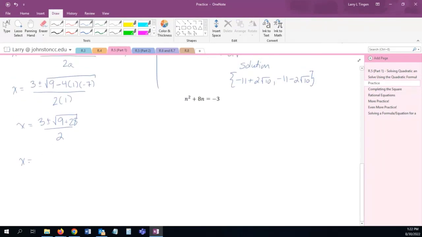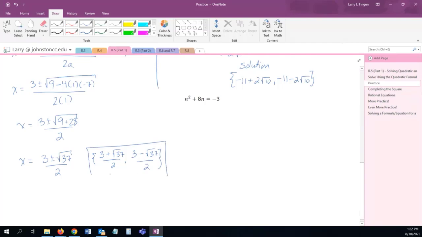9 plus 28 is 37. 37 doesn't do anything fun. 37 is prime. Can't multiply to get it, so there's no way there's a perfect square in here. So this means my solution set, that actually looks like a face. Yeah. That means my solution set are these two numbers, 3 plus the square root of 37 over 2, 3 minus the square root of 37 over 2.